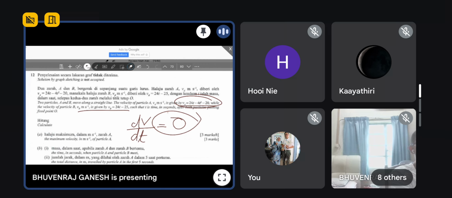Okay, so now they ask for particle A. So guys, can you all tell me, after differentiating this equation, what do you get? What is your differentiation answer? Revise Chapter 2. So 24t minus 4t squared minus 20. If you differentiate, what is your answer? Okay, very good. So it means your differentiation is good.